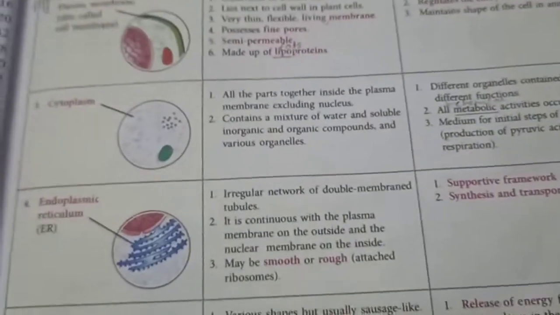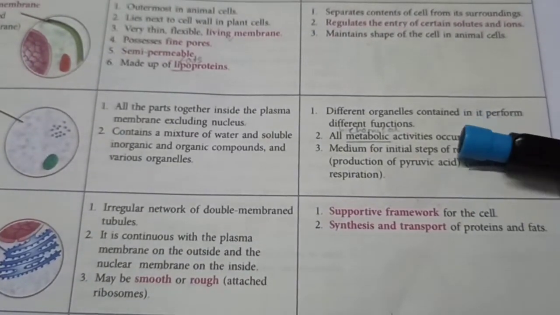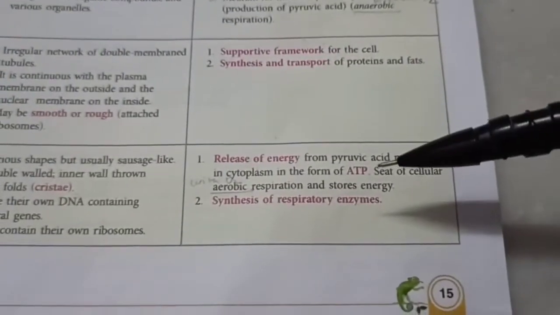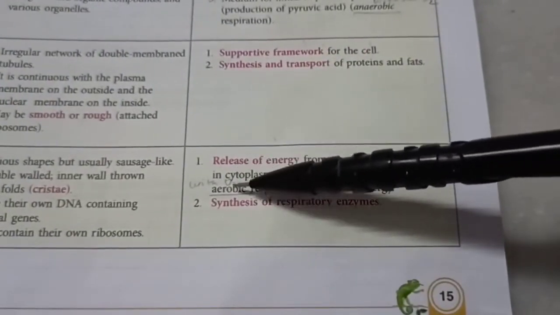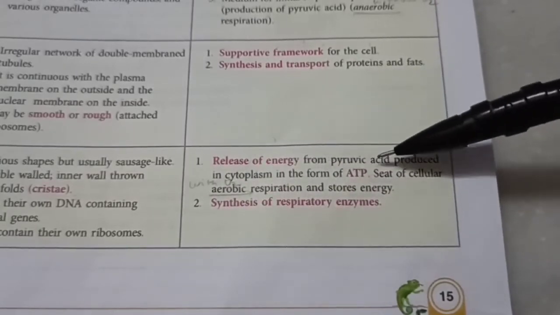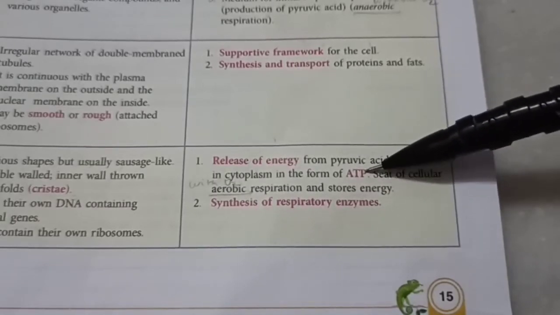So the anaerobic part happens in the cytoplasm for the production of pyruvic acid. Whereas in the mitochondria, the powerhouse of the cell, we have the aerobic part, which requires oxygen. So its function is release of energy from the pyruvic acid. Where was the pyruvic acid created? In the cytoplasm, from glucose. And that is further broken down, and energy in the form of ATP is released and stored by the mitochondria.